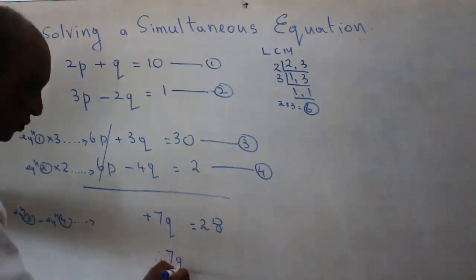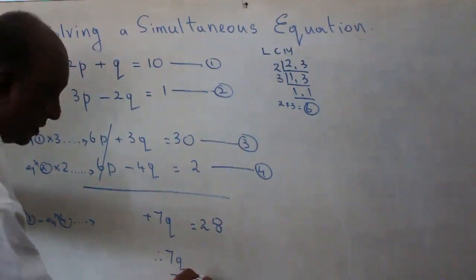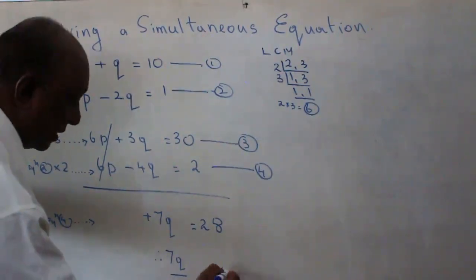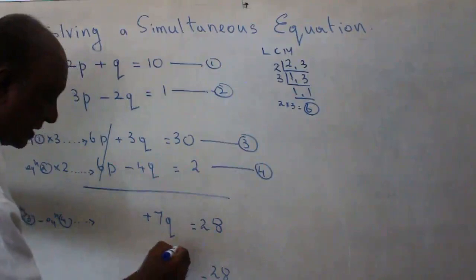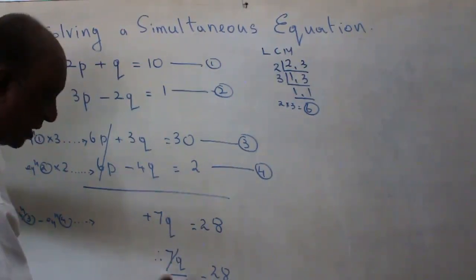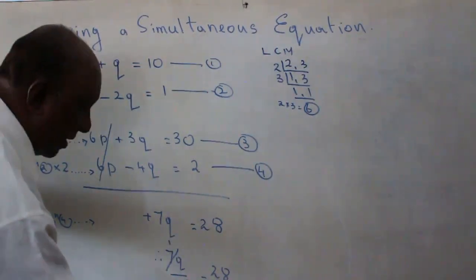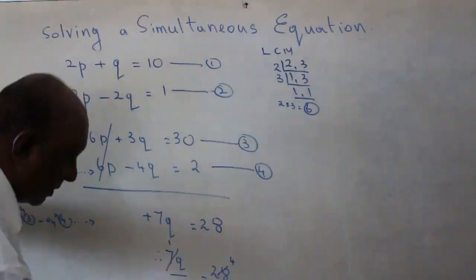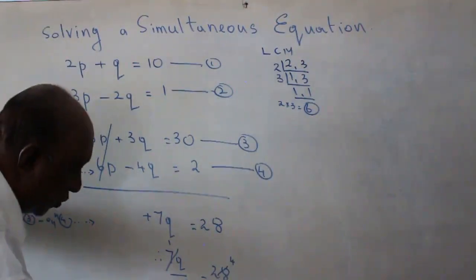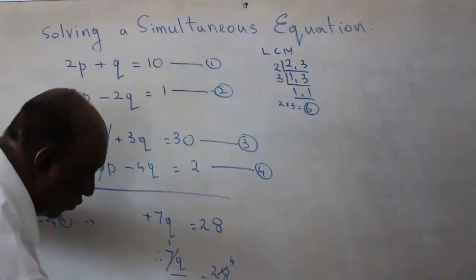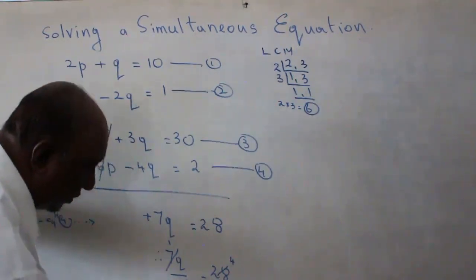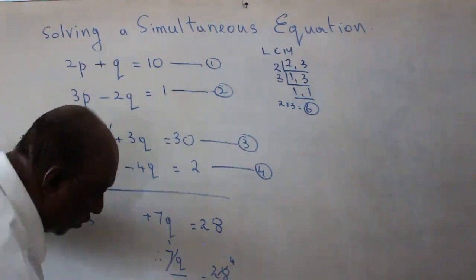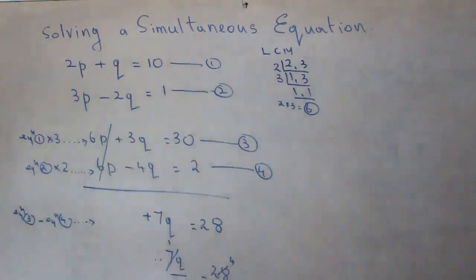Dividing, 7q divided by 7, 28 divided by 7. Yes, 1, 1, 1 and 4. What happened? 1q over 1 is equal to 4 over 1, which is q is equal to 4.